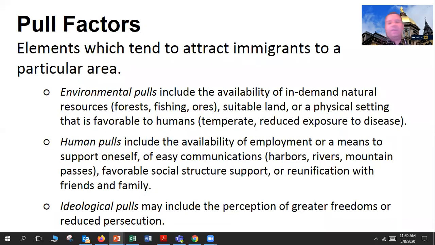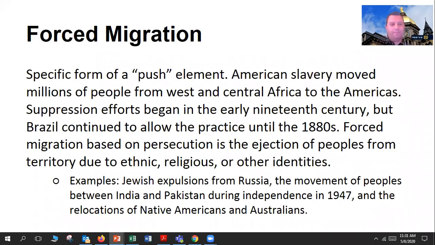Okay. And then you have what are called ideological factors. These are going to be things like religious freedom. So maybe think about the Pilgrims. They left Great Britain because they were not able to practice their religion, and they were kind of shipped out to the New World. And so the New World, with the idea of religious freedom, that was a pull factor for them.